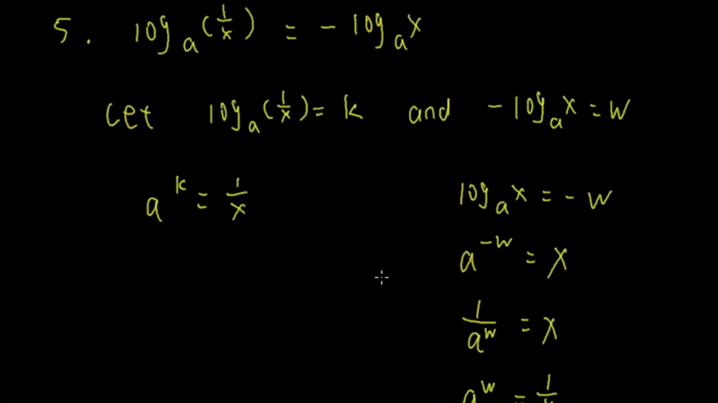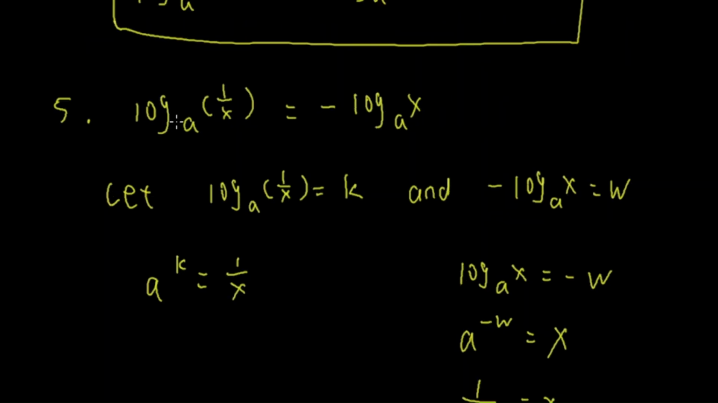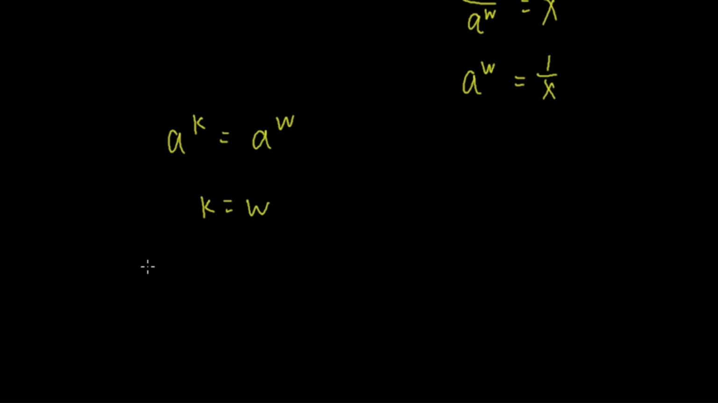What did we say k and w are? K is equal to this side and w is equal to this side. We just proved this, that these are equal, right? Okay, so we just proved that log 1 over x to the base a is equal to negative 1 log x to the base a.